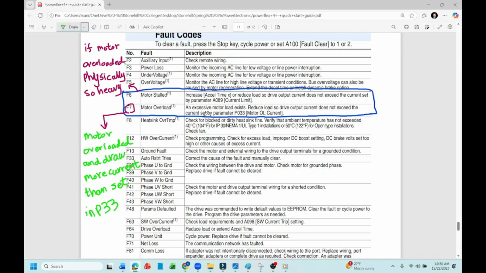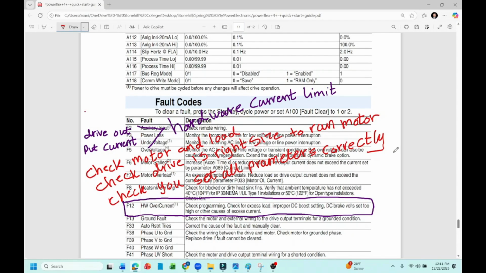Let's first focus on F6. F6 is motor stalled, so that means your motor is overloaded physically, so heavy to turn, so usually you get this F6 error. F7 is similar, it is motor overload. So if your motor is overloaded and draws more current than whatever you set in P33, usually you get this F7 error. The next fault code is F12.